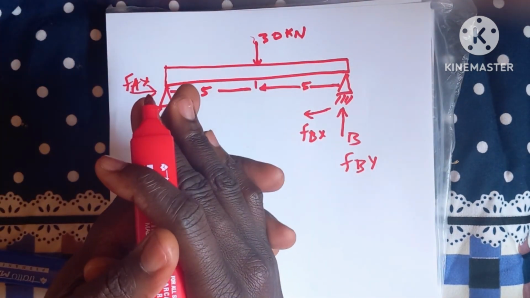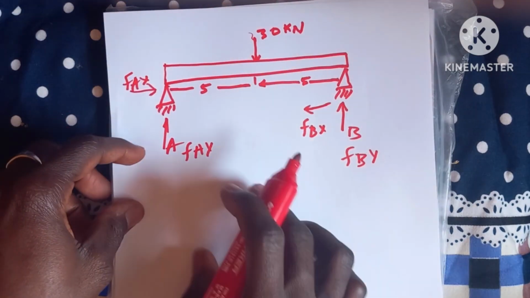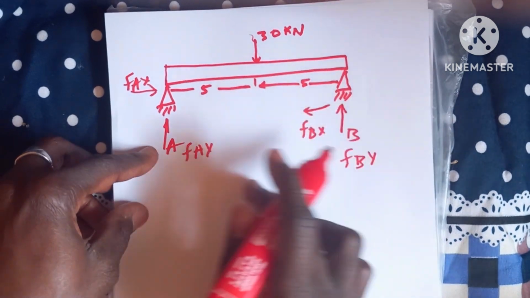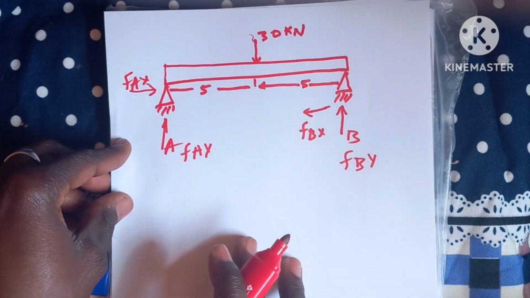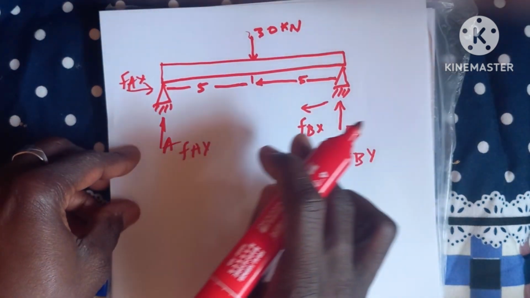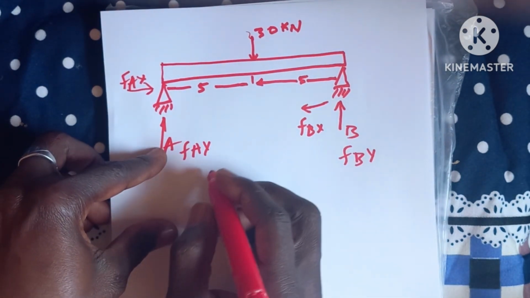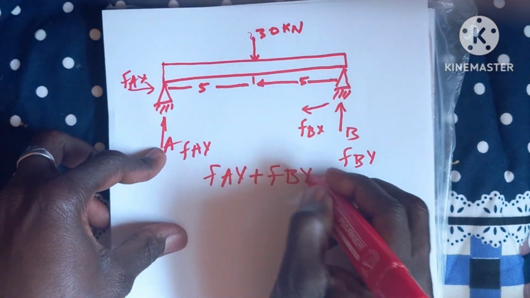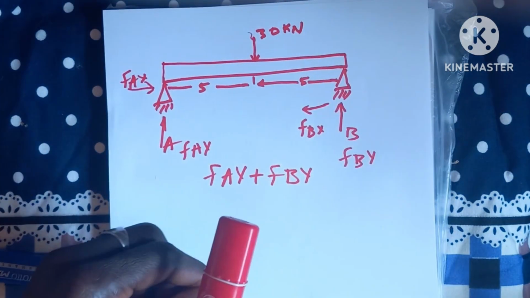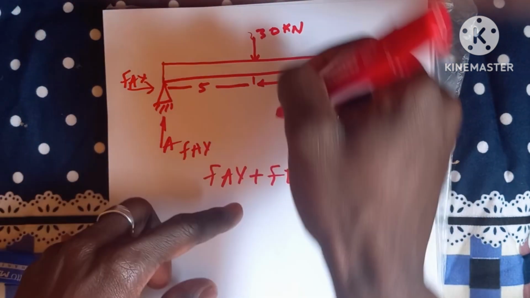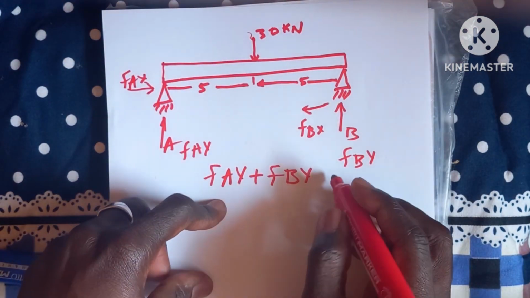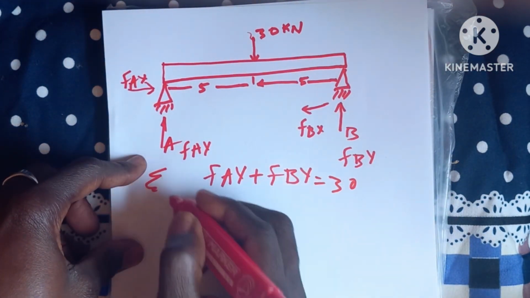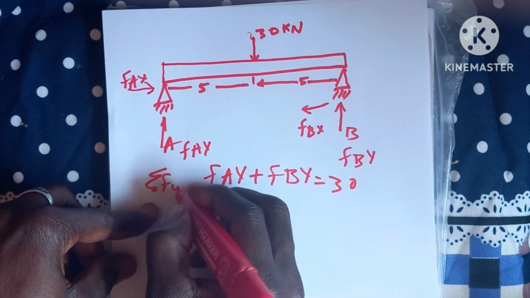So how can you sum the moments and the forces? Considering this beam, we already have a force that is pointing downward and two reaction forces that are pointing upward. Summing them out, we're going to have these two, FAY and FBY, since these are the two forces that are pointing up. So the sum of them must be equal to this one that is pointing down, 30 here. That is going to be our sum of the y coordinate.